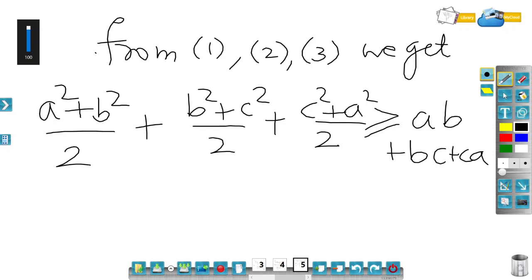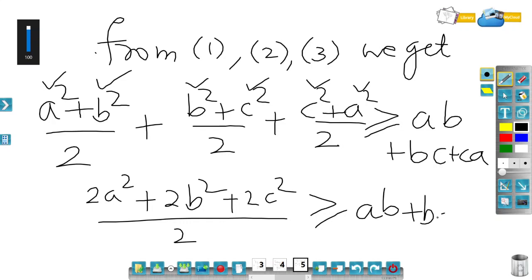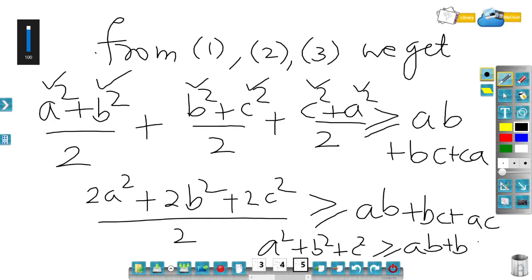So this is the same as 2 times a square, 2 times b square, 2 times c square, divided by 2. The denominator is the same, so I get ab plus bc plus ac, and this 2 will get cancelled, so I will get a square plus b square plus c square is greater than or equal to ab plus bc plus ac. So this we have proved. This is very simple to see, so I don't feel that it is difficult to prove.